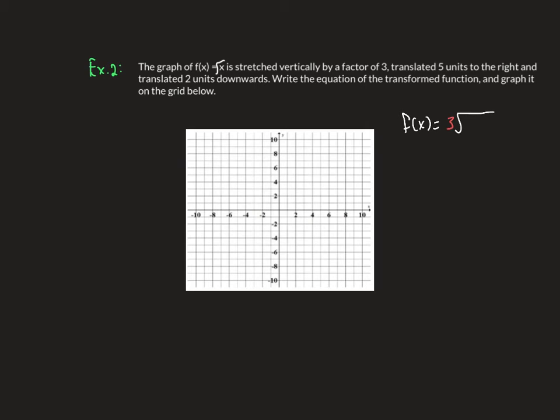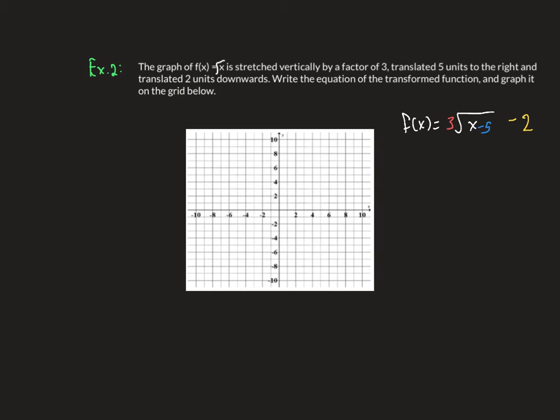Square root. It is translated 5 units to the right and 2 units down. So if I continue writing, x and 5 units to the right, which means this should be negative 5. And 2 units downwards, so minus 2 on the outside. And that's what my transformed function would look like.